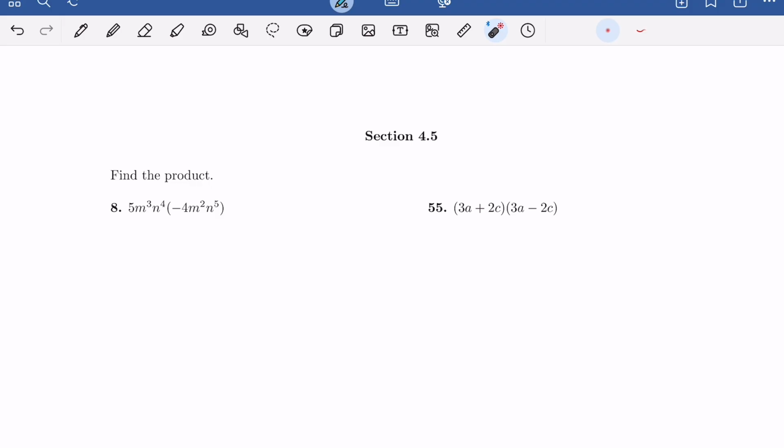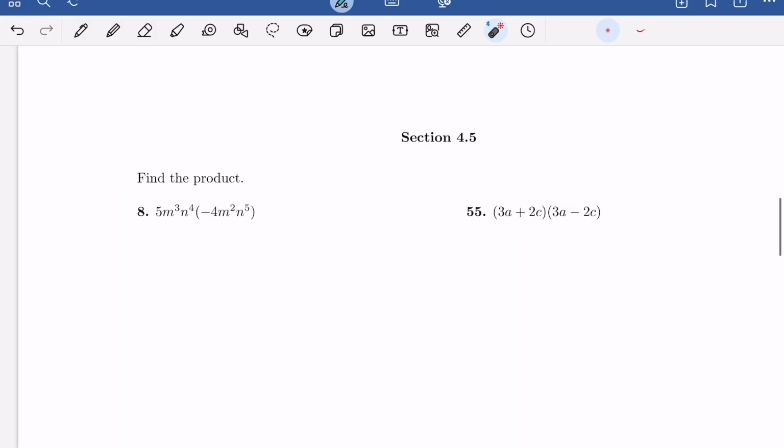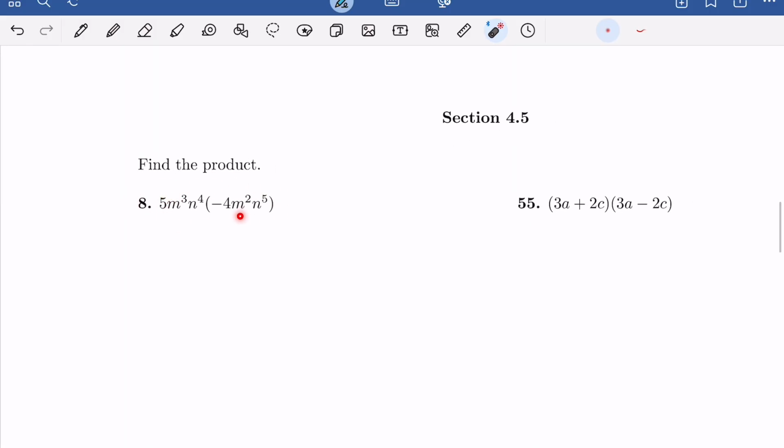Now, there's a couple different cases that we can see. For example, this question here, question 8, is one of the easier cases that we'll see when we're looking at the product of two monomials. So this is a polynomial here. This is a monomial because there's only one term, and this is also a monomial because we only have one term. And we're trying to find the product of these guys.